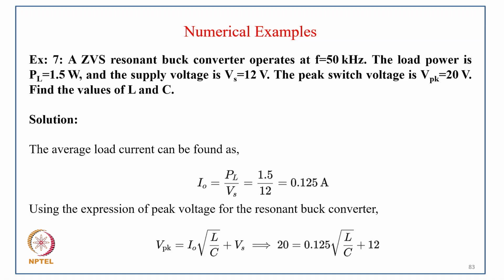The solution: the average load current can be found out, I0 equal to PL upon Vs, that is equal to 0.125 ampere. So using the expression of peak voltage for the resonant buck converter, Vs peak equal to I0 under root L upon C plus Vs.